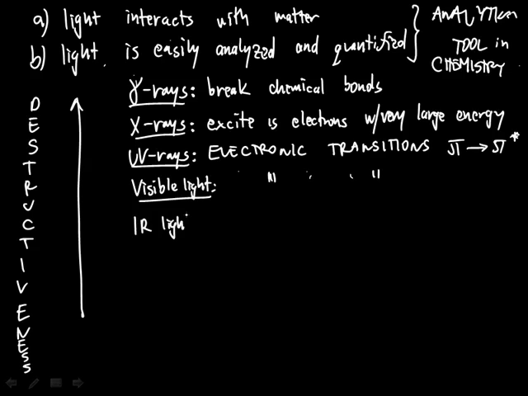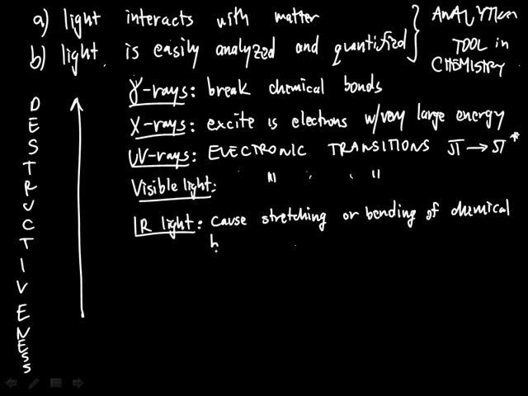Going even further down is IR light, and this light is slightly lower in energy than UV and visible, and so it's not able to excite electrons to a completely different orbital, but it can cause stretching or bending of chemical bonds. And IR light thus constitutes the basis of the so-called vibrational transitions, and IR spectroscopy is oftentimes called vibrational spectroscopy as well.